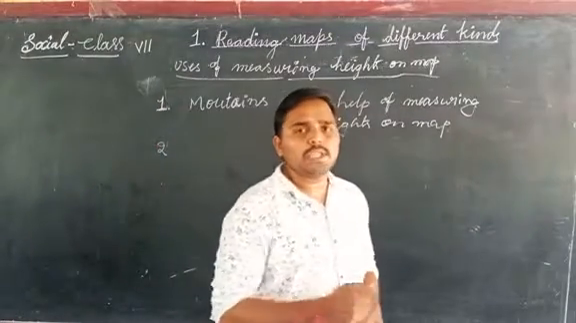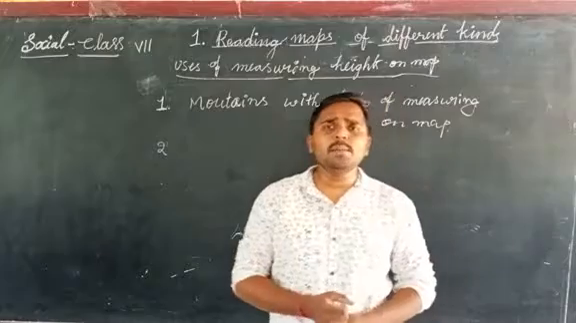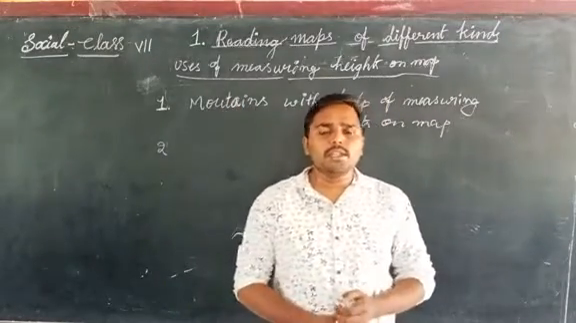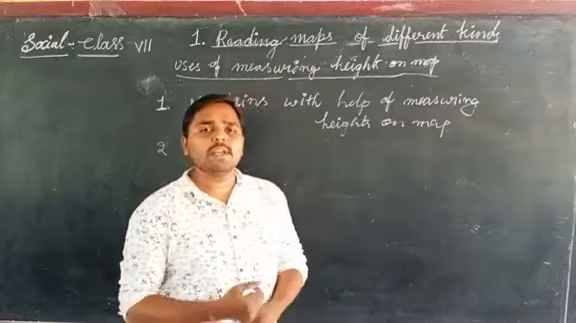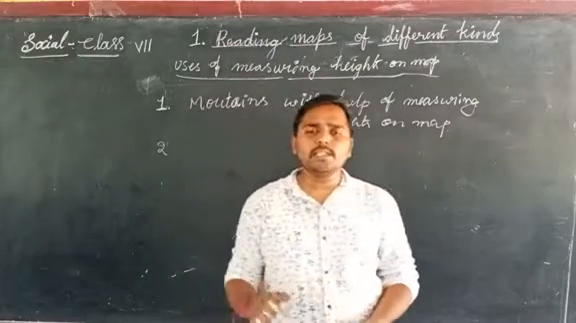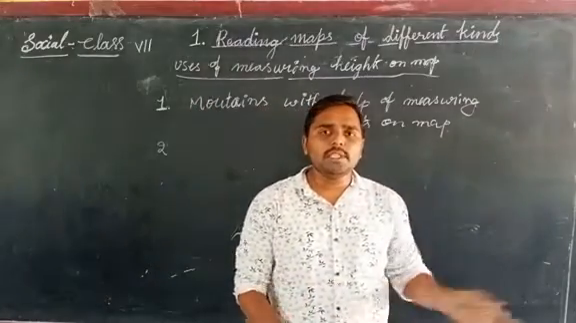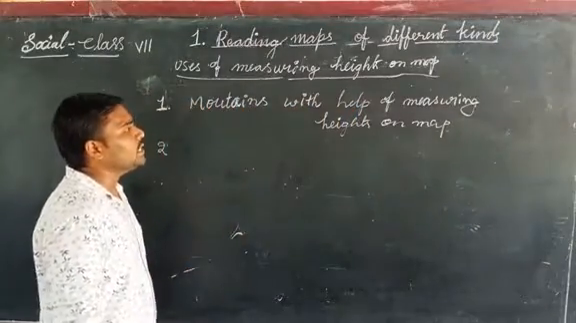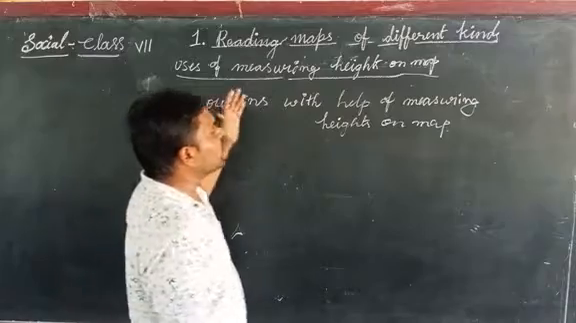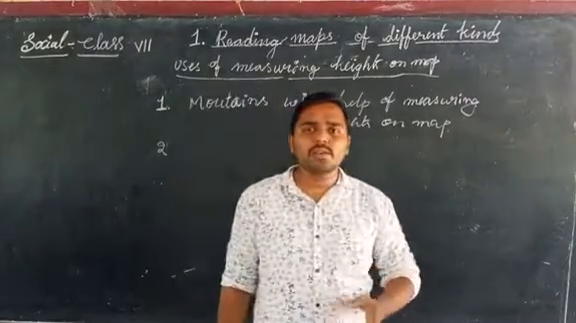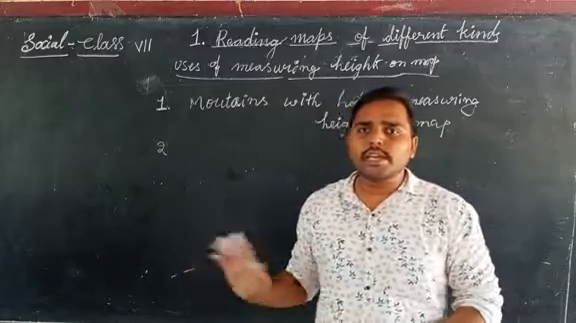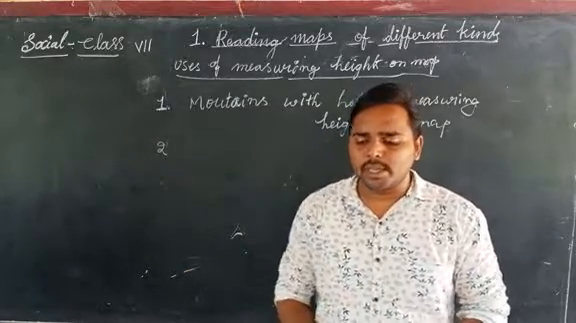Suppose you see the mountain parts or the Himalayas, those are very far above the mean sea level, and the coastal plains are very near to the mean sea level. With the help of these contour lines and measuring of heights on the map, we can simply observe the different types of heights located on the land.